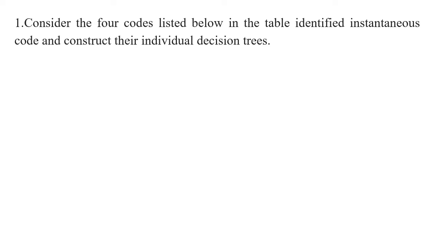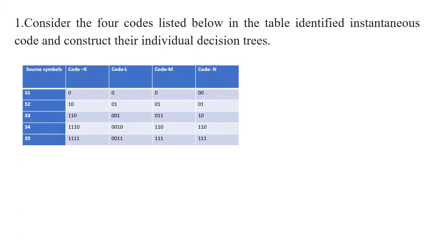First problem: consider the 4 codes listed below in the table, identify the instantaneous code and construct their individual decision trees. These are the codes given here. So you have code K, code L, code M and code N for the respective 5 symbols. We'll check for the instantaneous code. For an instantaneous code or prefix code, no code word should be the prefix of any other code word. So we'll see code K.